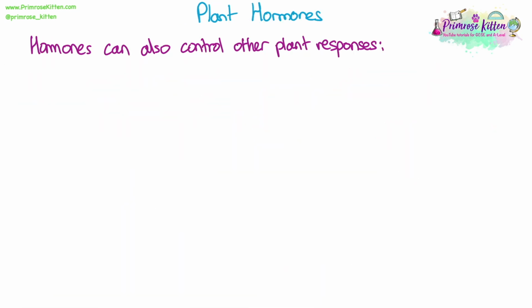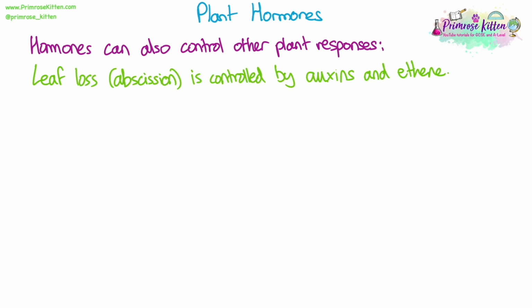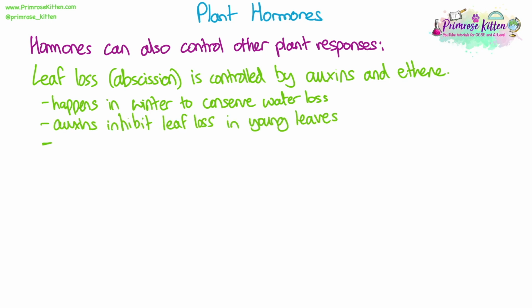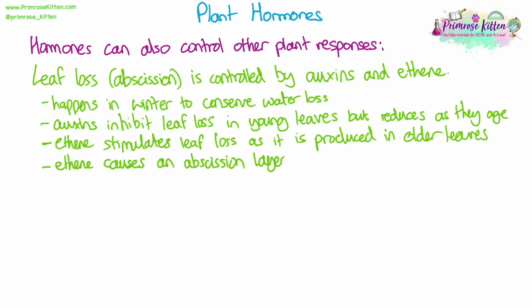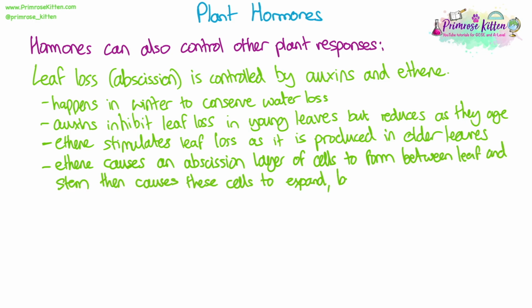Hormones can also control other plant responses that are not directly linked to growth. Leaf loss, or abscission, is controlled by auxins and ethene. We know that a lot of deciduous plants lose their leaves in winter, and this is to help conserve water loss. Auxins inhibit leaf loss in young leaves, but this amount of auxin reduces as those leaves age. Ethene stimulates leaf loss as it's produced in older leaves. Ethene causes leaf loss by causing an abscission layer of cells to form between the leaf and the stem. It then causes this layer of cells to expand, which breaks the cell walls and the leaf falls.